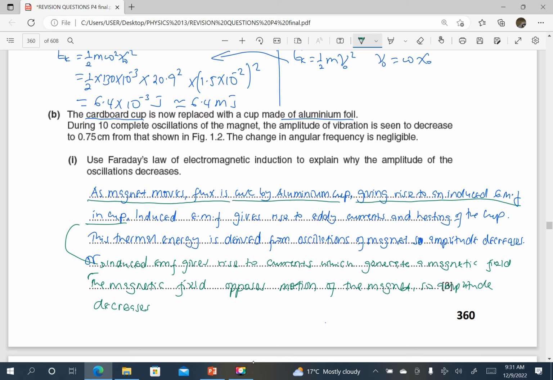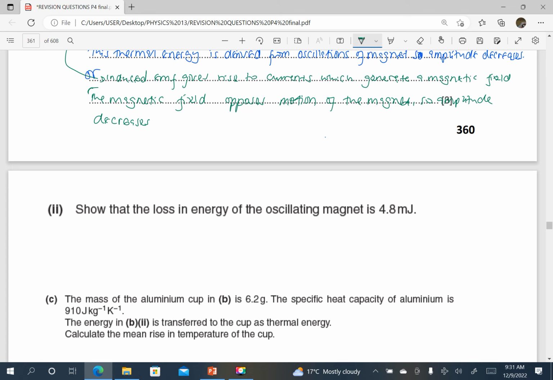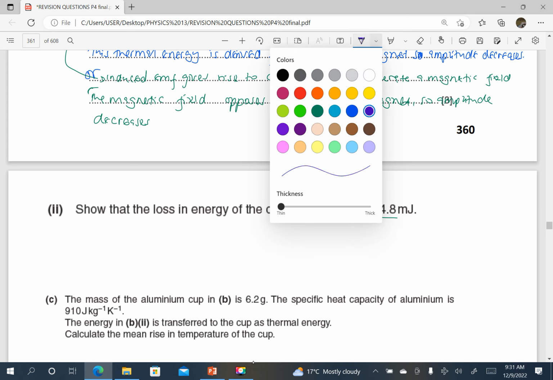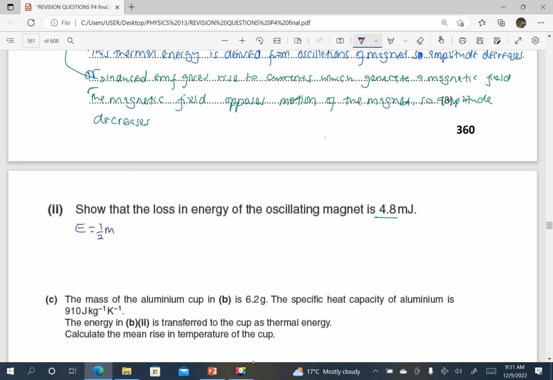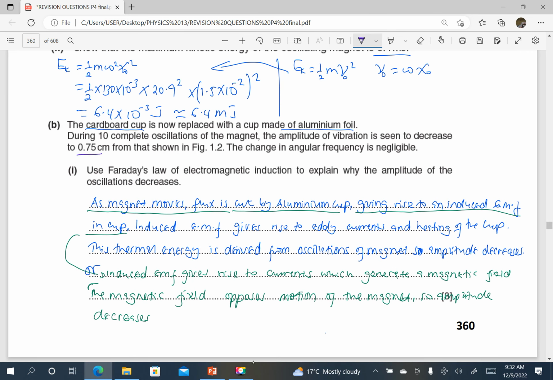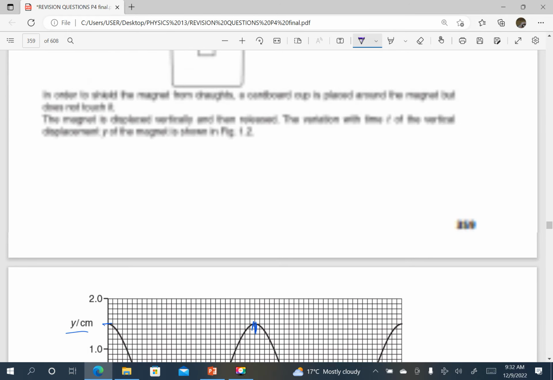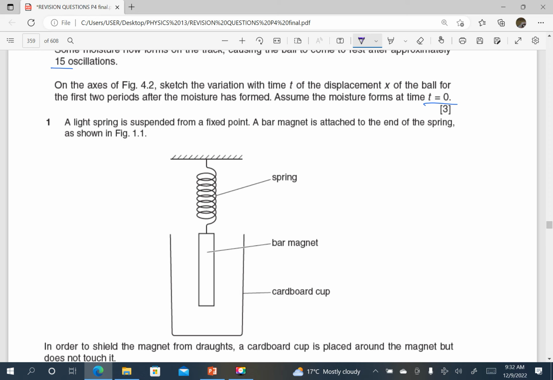So that one, although it is in simple harmonic motion, we discussed it in details under magnetic fields and electromagnetic induction. Okay, show that the loss in energy of the oscillations of the oscillating magnet is 4.8 millijoules. So we know that energy is equal to a half m omega squared x naught squared. That is maximum energy. We have x naught as 0.75, and what was the initial amount of energy?